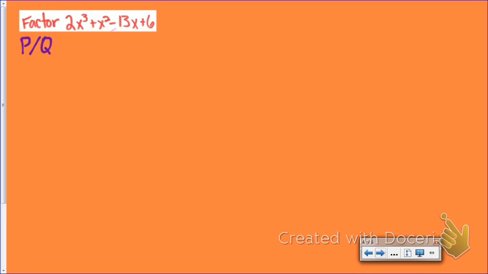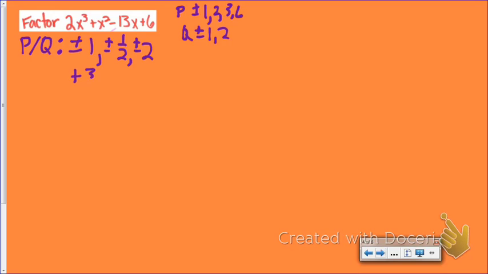So I'm going to find all the possible rational zeros. I'm going to find the factors of 6, so those are my p, plus or minus 1, 2, 3, and 6. Factors of q would be 1 and 2. So the possibilities here are 1 divided by 1, 1 divided by 2, 2 divided by 1, 2 divided by 2 is already on there. Then I've got 3 divided by 1, 3 divided by 2, 6 divided by 1, and 6 over 2 is already on there. So those are all the possible rational zeros.